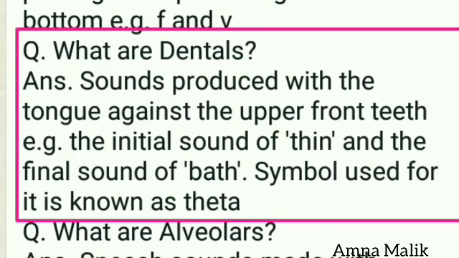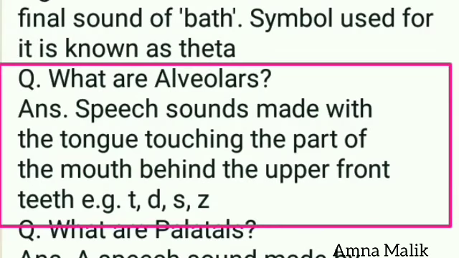Question. What are dentals? Answer. Sounds produced with the tongue against the upper front teeth. For example, the initial sound of thin and the final sound of bath. The symbol used for it is known as theta. Question. What are alveolars? Answer. A speech sound made with the tongue touching the part of the mouth behind the upper front teeth. For example, t, d, s, z.